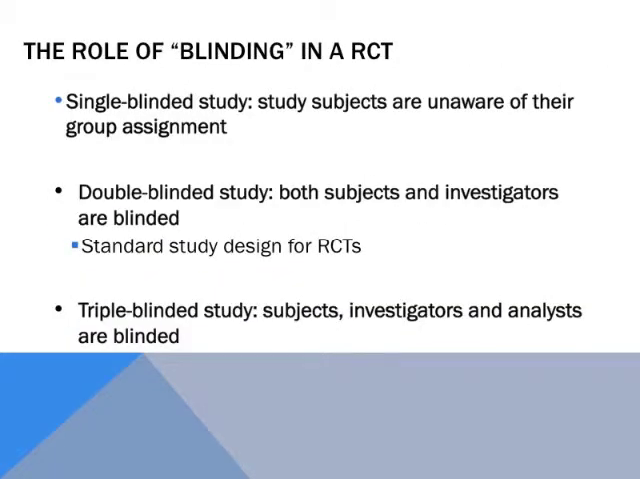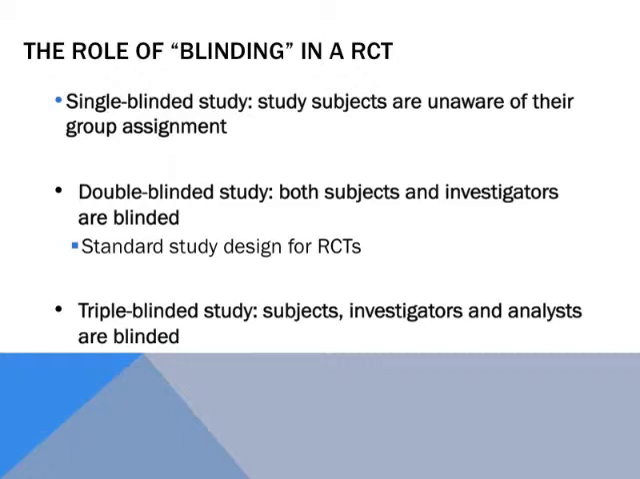I mentioned that when the photo of the first patient enrolled in the redox trial was taken, the allocation was unknown, and this is because of so-called blinding. Single-blinded study is when study subjects are unaware of their group assignment. A double-blinded study, which is the most common design for RCTs, is when both subjects and investigators are blinded. Triple-blinded studies are when subjects, investigators, and analysts are blinded.